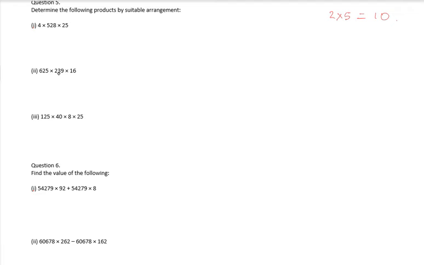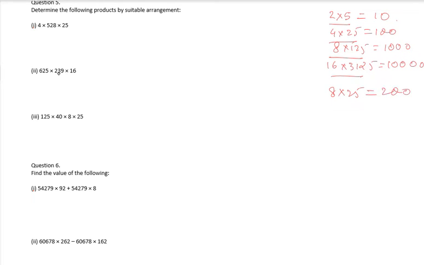2 into 5 is 10, 4 into 25 is 100, 8 into 125 is equal to 1000, 16 into 625 is equal to 10,000. These are certain shortcuts, combinations that you can use. Now we can also try some other combinations like 8 into 25, which is equal to 200, right? 40 into 25, which is also equal to 1000, I believe.